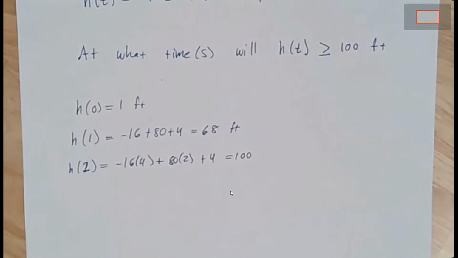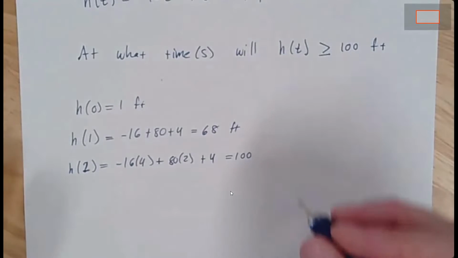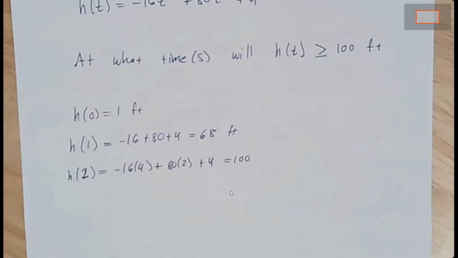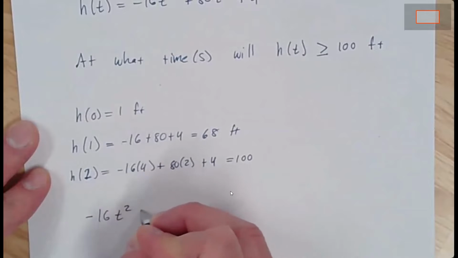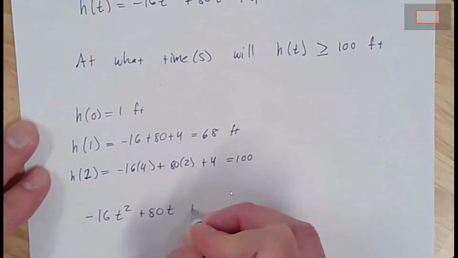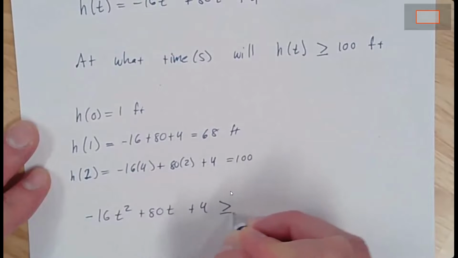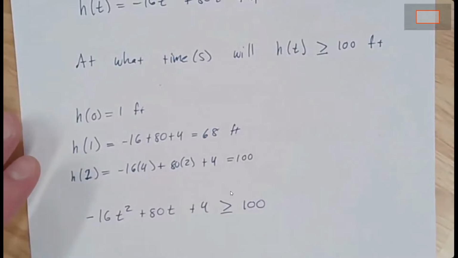This one is set up in a way where if you kept going, you could totally guess all the right numbers because they're often made to be nice. But the point is, it's still going to be time consuming and inefficient. What we want to do is find all the time values where this height, negative 16t squared plus 80t plus 4, is greater than or equal to 100.